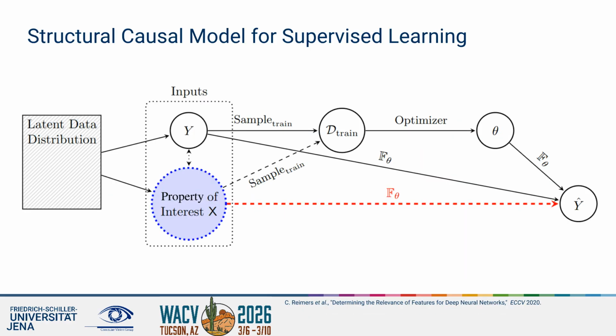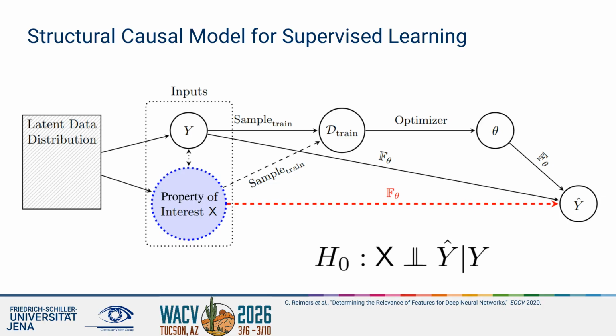We describe a structural causal model for supervised learning, and we are especially interested in the predictions y hat. In particular, we are interested whether there is a connection between some properties of interest x and y hat. For more details, we refer to our paper.